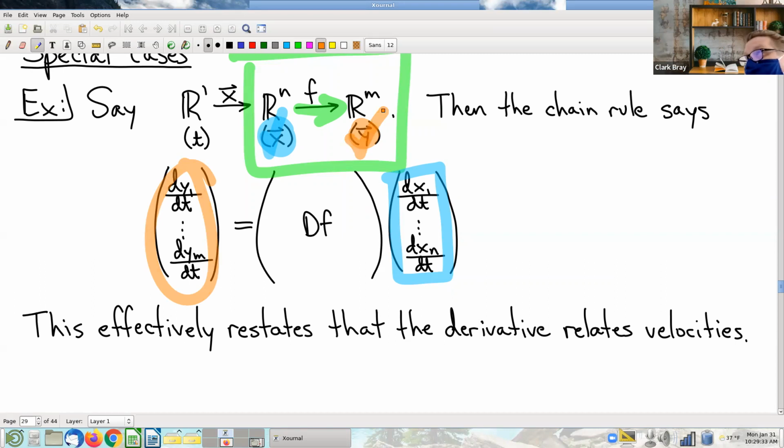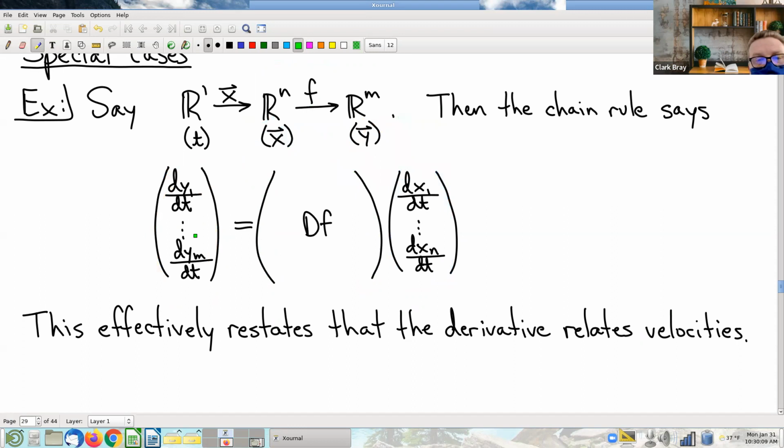So what the chain rule says in this special case, where you have just a single input variable for the first function, is that the derivative matrix relates input velocities to output velocities. We already knew that. But it's kind of neat as a confirmation, a check that the chain rule recovers a previously known fact about derivative matrices.